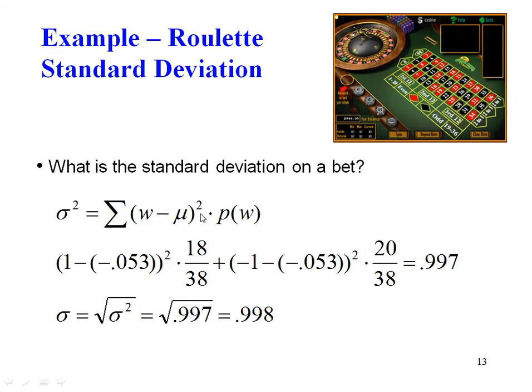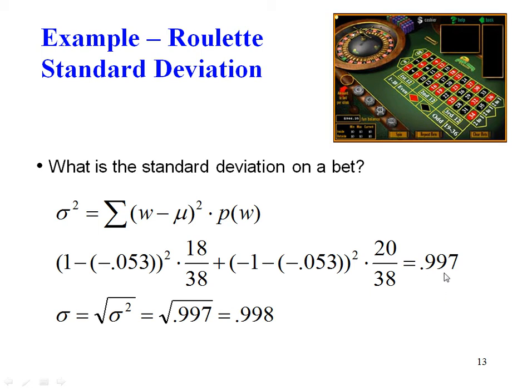All right, so let's calculate it. We have this formula: the winnings minus the mean, squared, times the probability of that. Our mean is negative 0.053. So we win $1, and we subtract off the mean, negative, square that, times 18 over 38. That's the probability of winning. For the probability of losing, we lose $1, so minus 1 minus the mean, which is a negative this, square that, times 20 out of 38, the probability of losing.